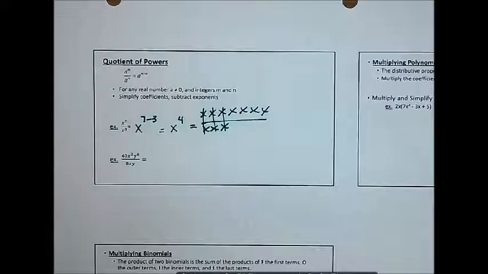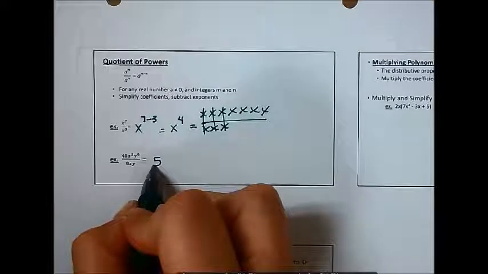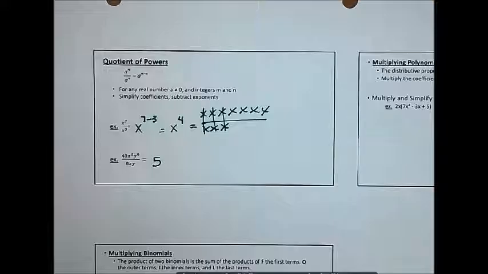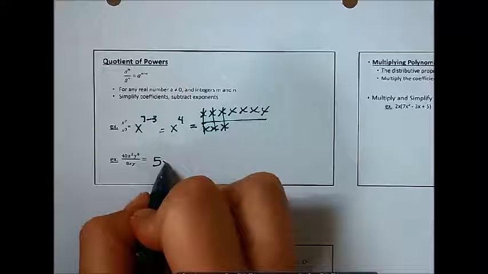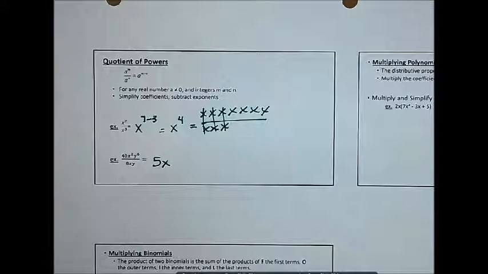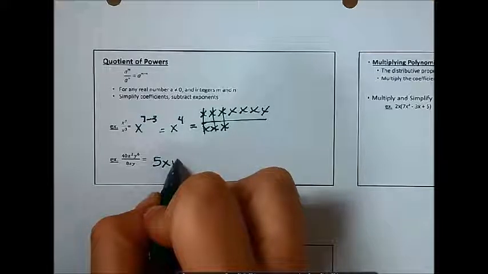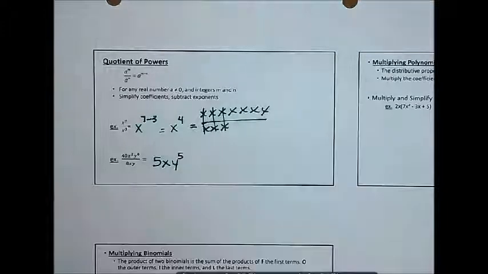If you have coefficients, the big numbers, you're going to divide them. This is still a division problem. And 40 divided by 8 is 5, but then we have 2 x's on top and 1 x on the bottom. 2 minus 1 is 1. And we're big kids, so we don't have to write x to the first power. And then we have 6 x's on top and 1 x on the bottom. So we're left with 5 x's on top because 6 minus 1 is 5.